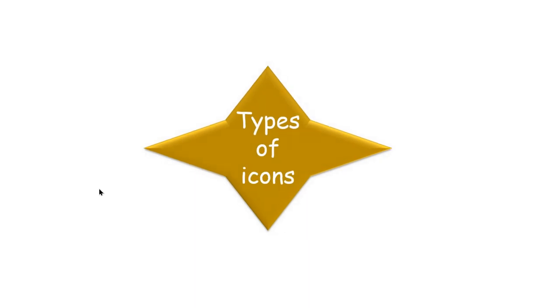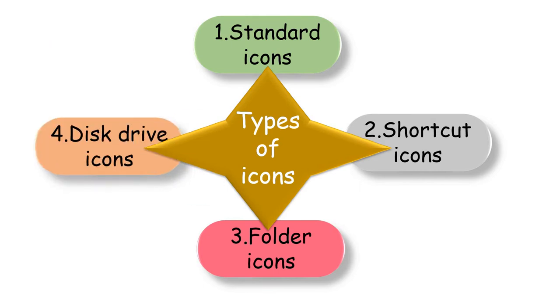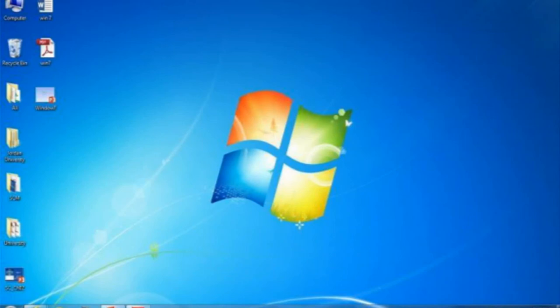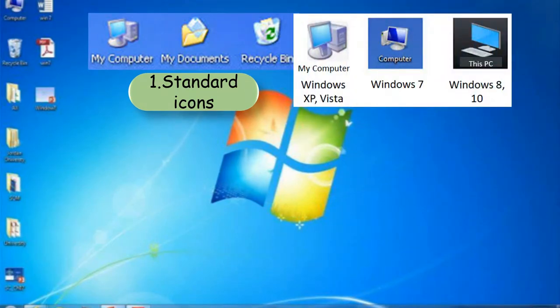Icon is a graphic symbol representing the window elements like files, folders, shortcuts, etc. There are 4 types of icons: standard icons, shortcut icons, folder icons, and disk drive icons. The icons which are available on the desktop by default are called standard icons. My Computer, My Documents, Recycle Bin are standard icons. The My Computer icon of Windows XP and Vista has been changed to Computer in Windows 7 and This PC in Windows 8 and 10.